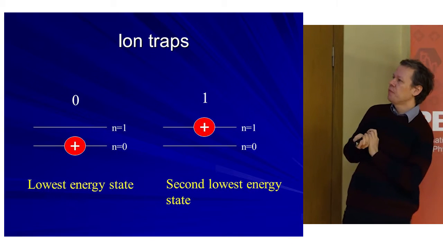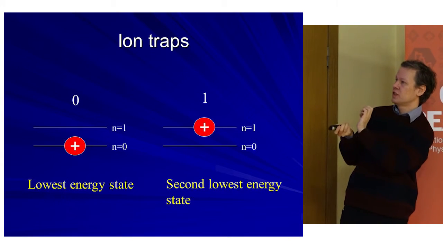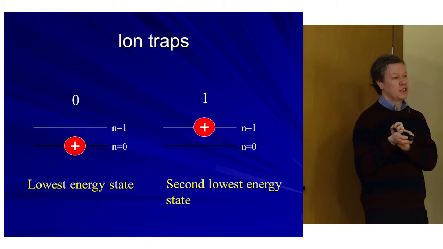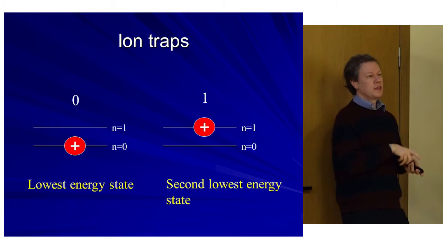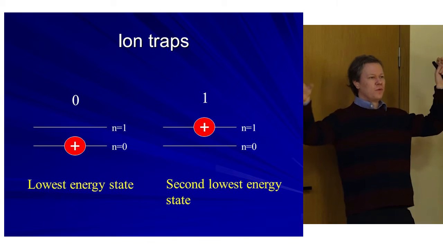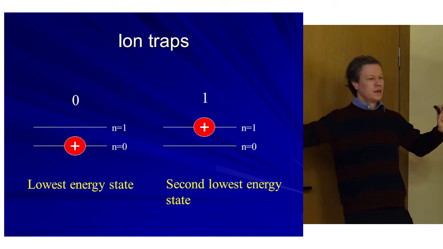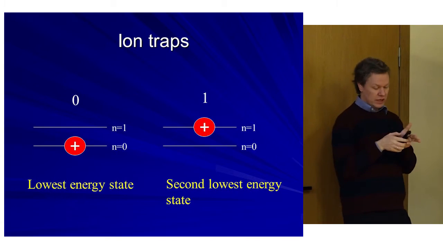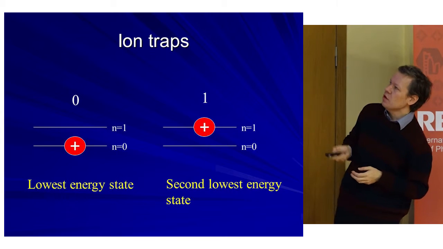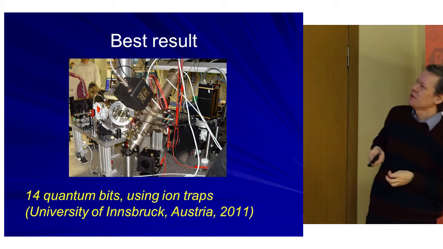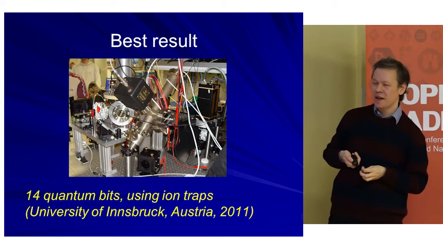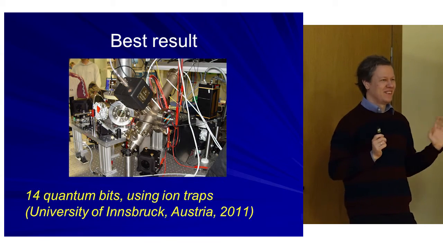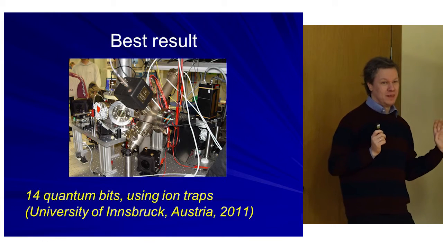Using an ion trap, one would encode 0 in the lowest energy state of an ion and 1 in the second lowest energy state of an ion. Then we have these 14 ions with 14 zeros and ones encoded, and we can shine a laser on them and manipulate their state and compute in that way. So here is how this device looks in the laboratory. This device only has 14 quantum bits, but there is a lot of supporting equipment in it.